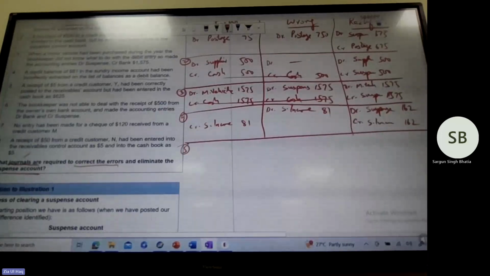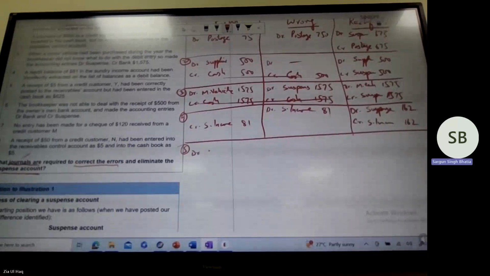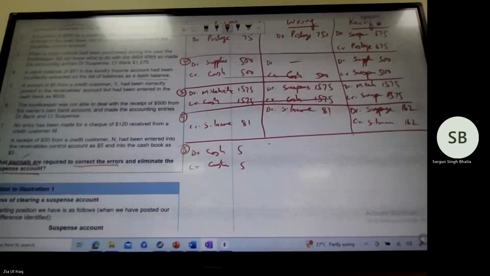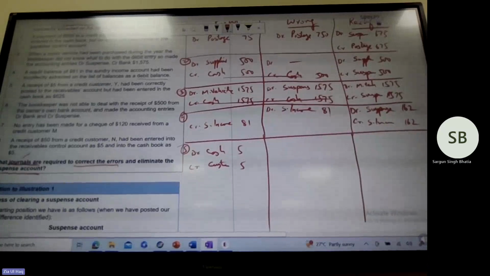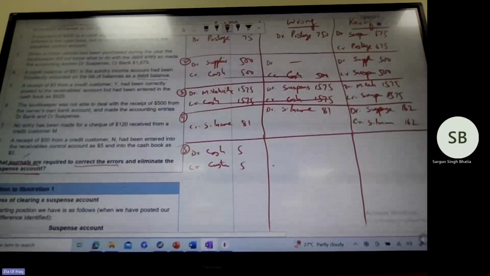What is number 5? A receipt of 5 from a credit customer. If we receive from a credit customer, what could be the entry? Debit cash 5 and credit customer, or receivable, with 5. Yes, sir. Now see what we have done. A receipt of 5 from credit customer Y had been correctly posted to the receivable account. We have credited the receivable account with 5, that's fine.